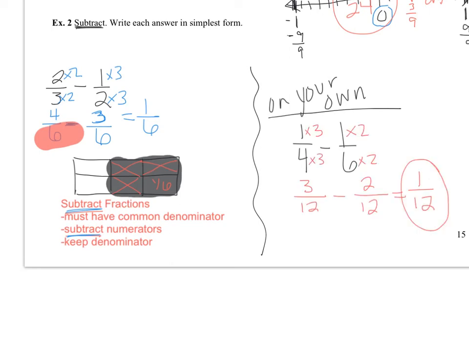Here's what my workspace ended up looking like. I needed a common denominator. I used 12. You might have used 24, and that would work too. So I multiplied the first fraction by 3, top and bottom, and on the second fraction by 2. I ended up with 1/12.